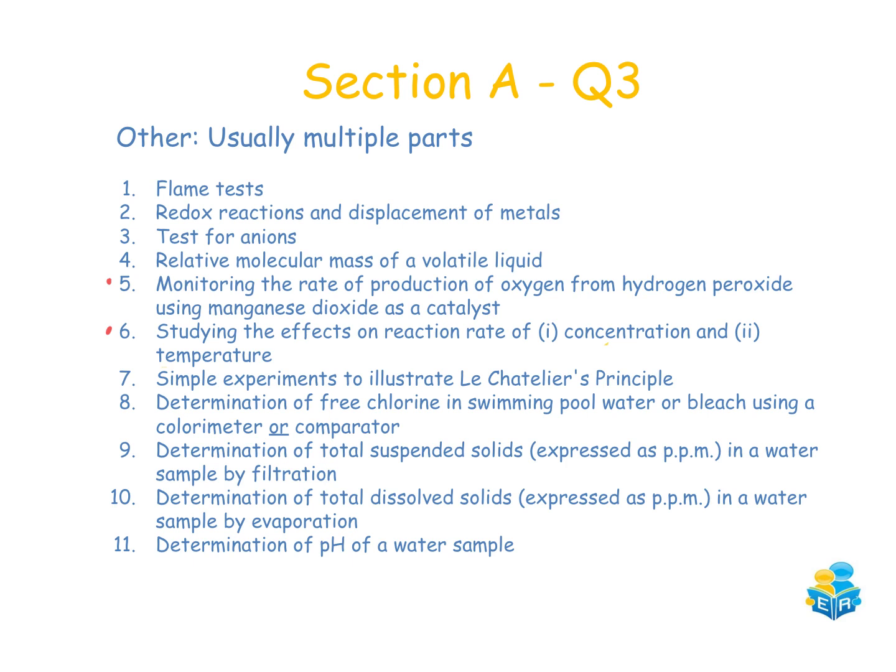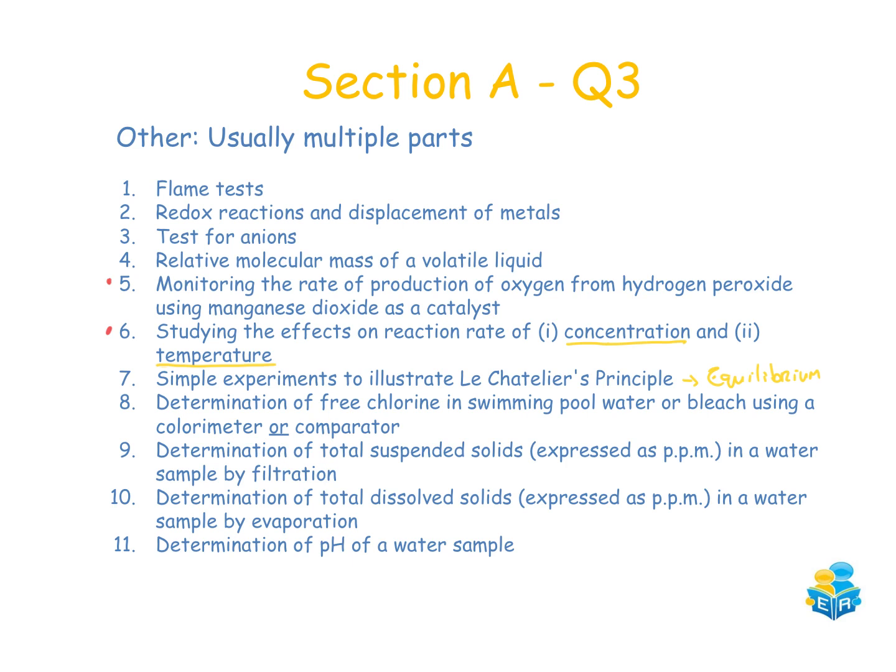Number 6 on that list, then, is studying the effects on the reaction rate of concentration and temperature. So here they are 2 separate parts. So you could be asked about the concentration or you could be asked about the temperature. Again, you may be asked to draw a graph, but this mainly links in with your factors affecting the rate of reaction and some descriptions around that. Number 7 then is a standalone one. It's the simple experiments to illustrate Le Chatelier's principle, and we know that that comes from the equilibrium chapter.